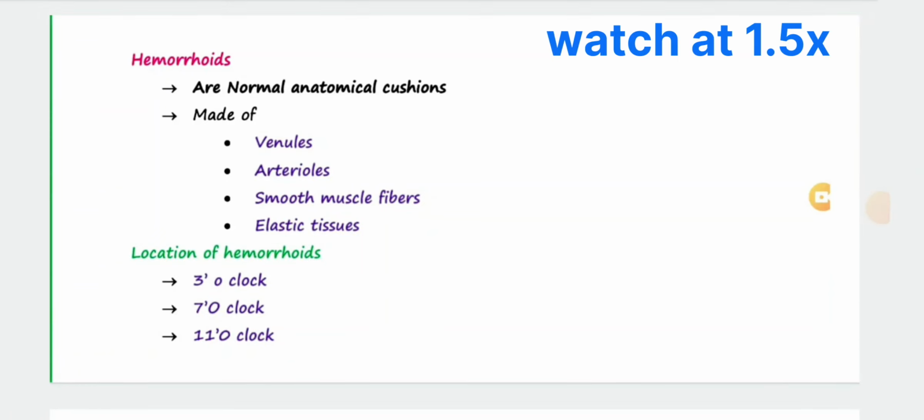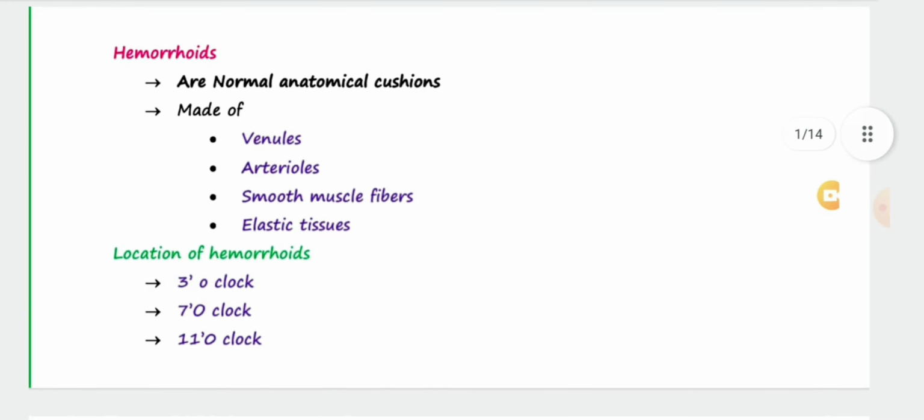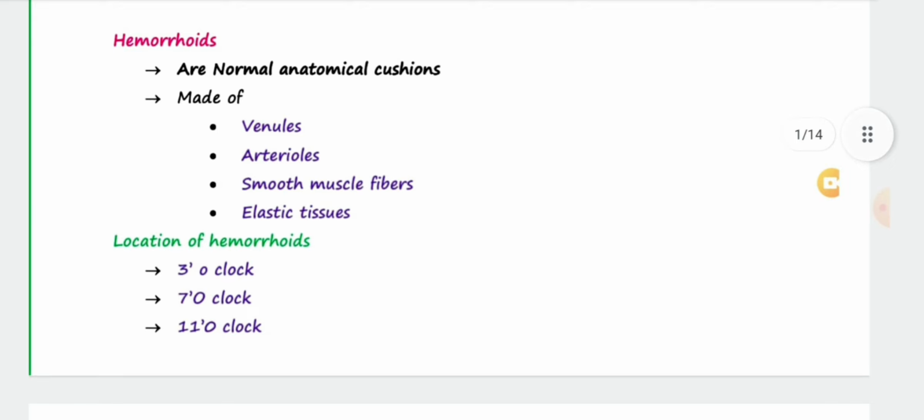Hemorrhoids. Hemorrhoids are normal anatomical cushions. These are made up of venules, arterioles, smooth muscles, and elastic tissue. Hemorrhoids are basically anatomical support present in the anal canal, and they provide protection to the anal and rectal mucosa against the straining caused by hard stool. The location of hemorrhoids is at 3 o'clock, 7 o'clock, and 11 o'clock positions.